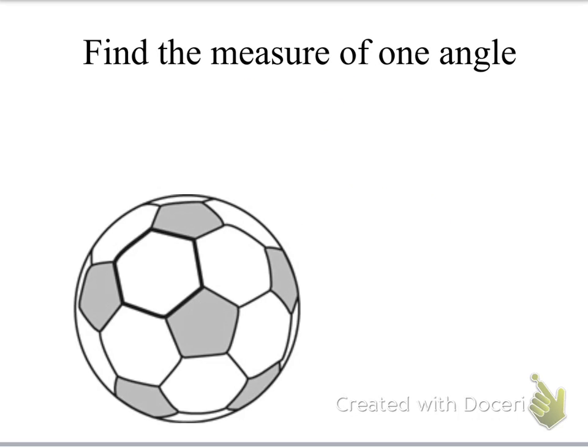Okay, so my first one, find the measure of one angle. So it's a regular figure, so I got 1, 2, 3, 4, 5, 6 sides. So I do 6 minus 2 times 180, and I want to divvy it up between all of those angles to figure out what one of them is. Okay, so when I type this in my calculator, I get one angle to be 120 degrees.